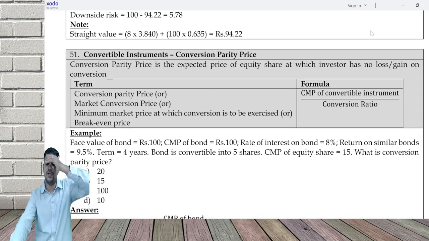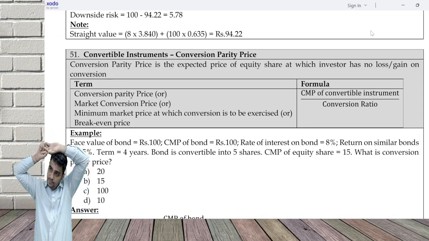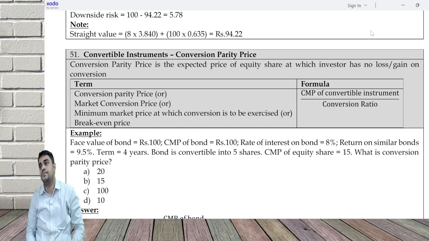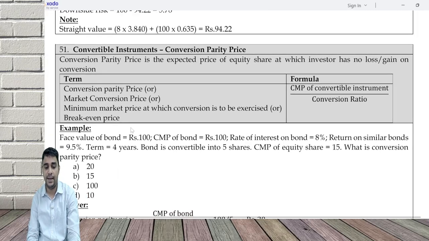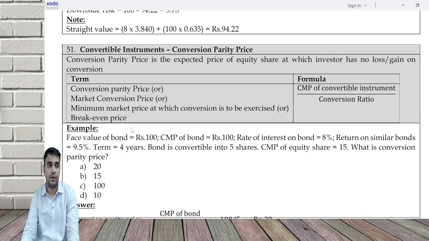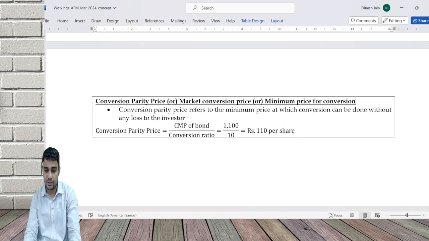Can you give me the conversion parity price for this? Same example. The example remains the same. 100 divided by 5. You can write one more name for this: break even price. This is also called break even price. Among the different names, you can write break even price.